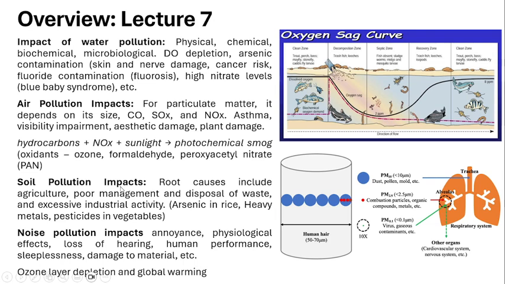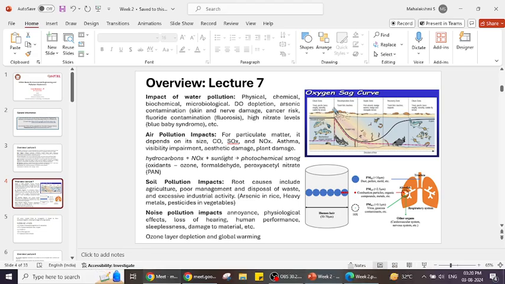And then coming to the soil pollution impact, the major root causes include agriculture. Soil is highly polluted because of agriculture, because of the excessive use of fertilizers. And then the poor management and disposal of solid wastes. And then there comes excessive industrial activity.